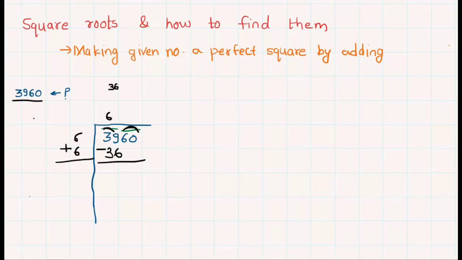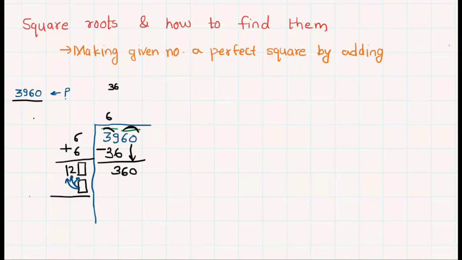Now let's do the calculation. 39 minus 36 is 3. When this group comes down, this 6 is part of our square root. So let's see, 6 plus 6 is 12. Now we have to find the digit here, that we will write also here, and then we'll multiply.